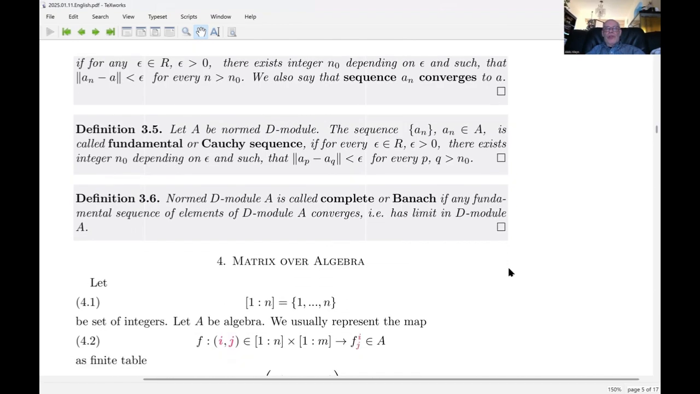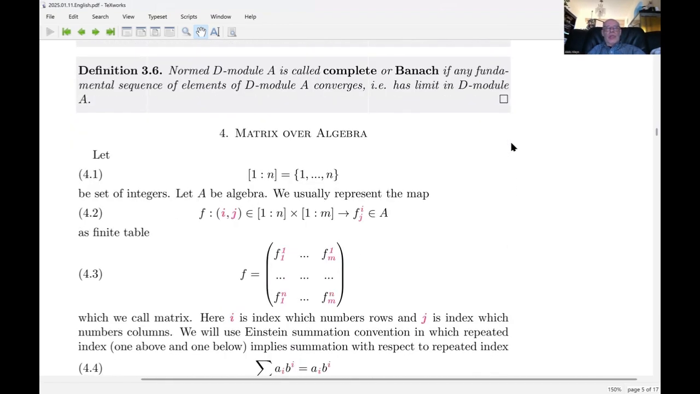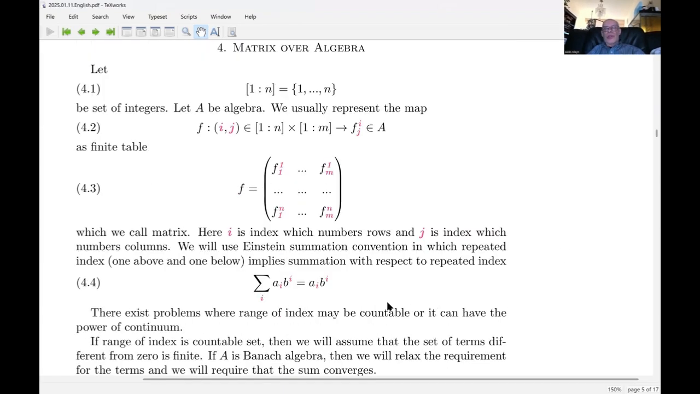Our next stop is the definition of a matrix over an algebra. Let I be a set of integers and let A be an algebra. We usually represent the map for that as a finite table, which we call a matrix. Here i is the index which numbers rows and j is the index which numbers columns. We use the Einstein summation convention, in which a repeated index, one above and one below, implies summation with respect to the repeated index. See equality 4.4.